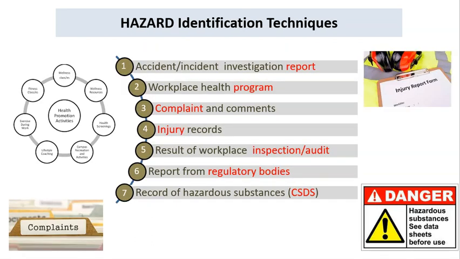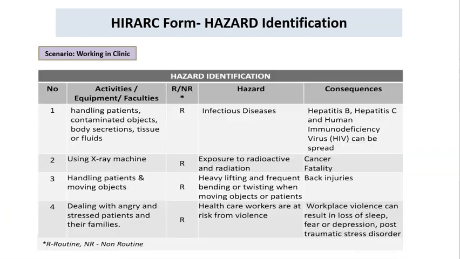Okay, next. We can also get the information for the work activity and the hazard from the incident report, from the program at the organization, complaints from the workers, injury records, and then also the report from the audit or inspection, and also from the record of hazardous substance. So from all of these we can get the information to be filled into the HIRARC form.